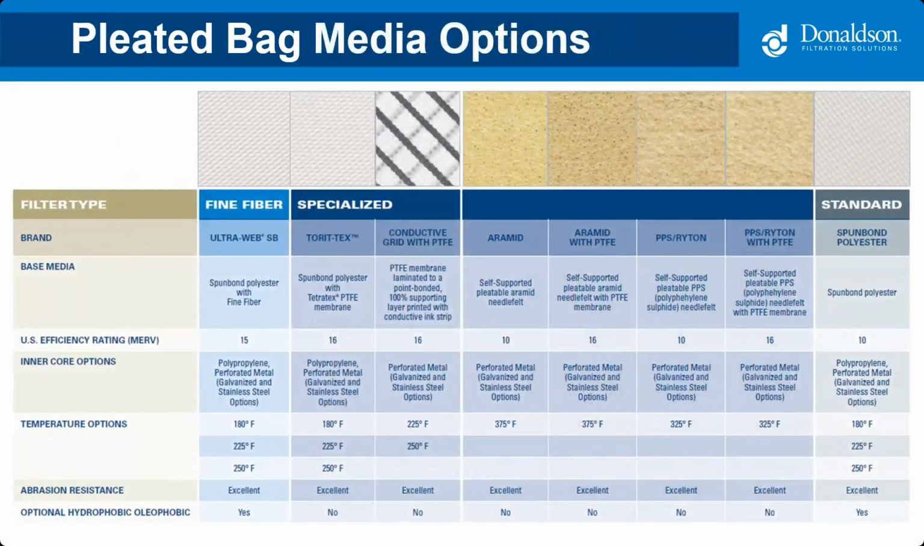And like any fabric, the pleated bags come in a lot of different options, varying on the temperature and the gas stream. But typically, the most common used in your industry is going to be a simple spun bond polyester, and sometimes we can put an oleophobic finish on it, or we might even put some ultra web on it as well.